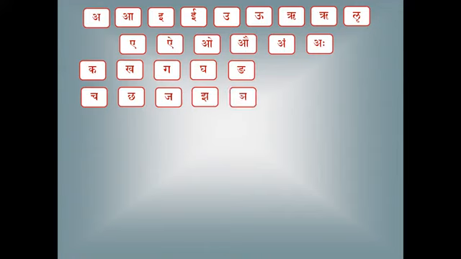The last one is Nya. All these 5 letters, the second class of letters, their Ucharana Sthanam is Talavya, palatal. Good. The last one, Nya, is Alpa Prana. And what is its place of pronunciation? Anunasika. Nasal. It is palatal plus nasal.